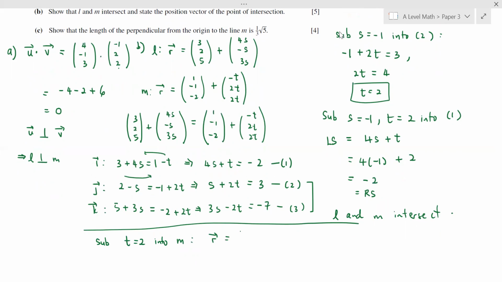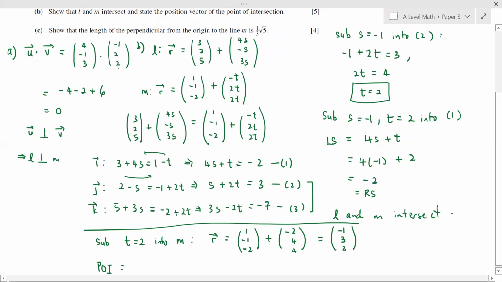So r here is (1, -1, -2) plus t is 2, so you have (-2, 4, 4). And that gives us a value of (-1, 3, 2). Then in that case, we say that the position vector of the point of intersection is -i + 3j + 2k.